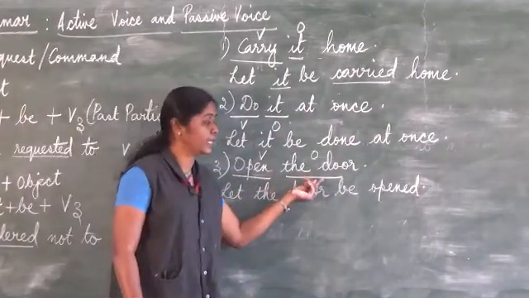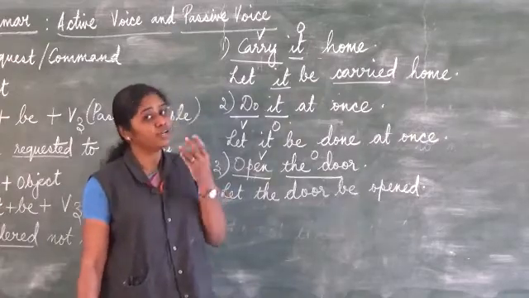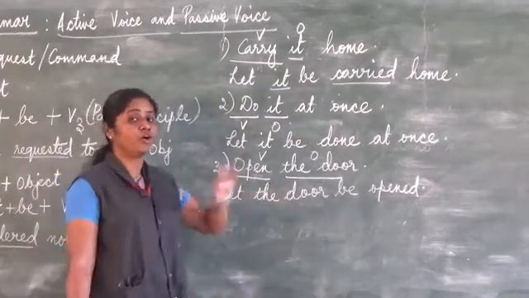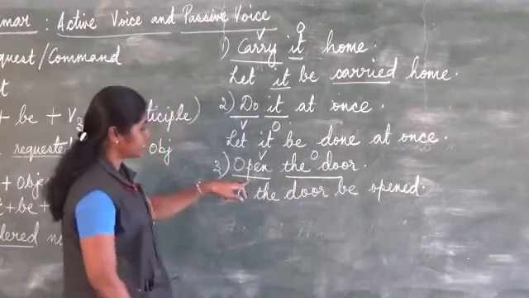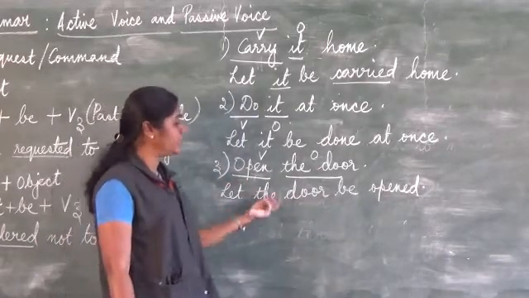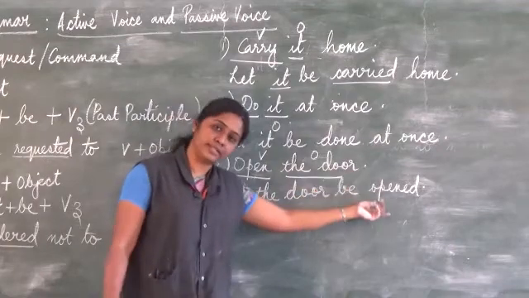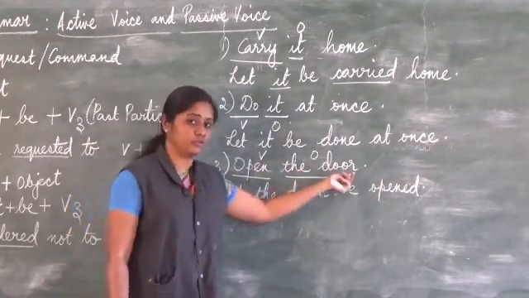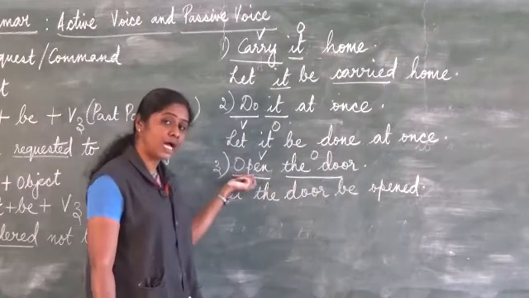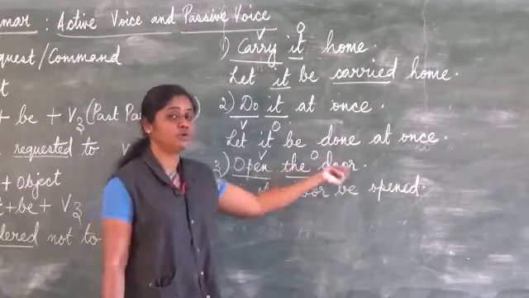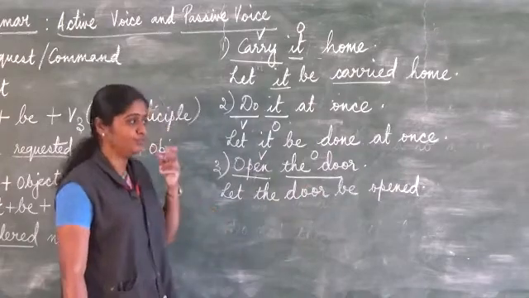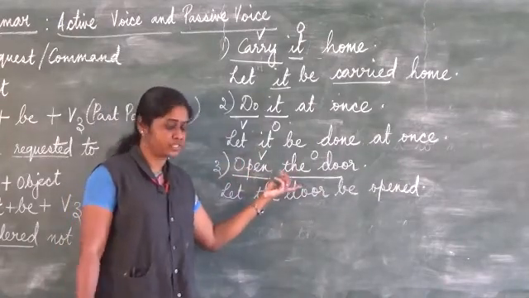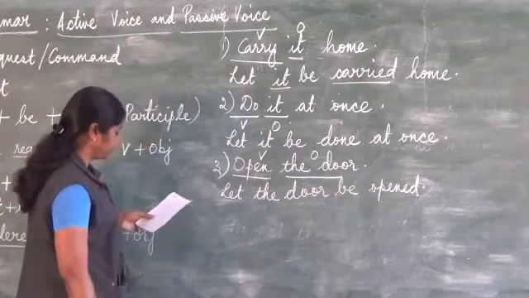Okay. Now this open the door can be an instruction or a request also. So in that case you can either write it as instructed to or requested to. So the second form will be you are instructed to open the door, or you are asked to open the door, or you are requested to open the door. So any one verb you can use according to the meaning of the given imperative.